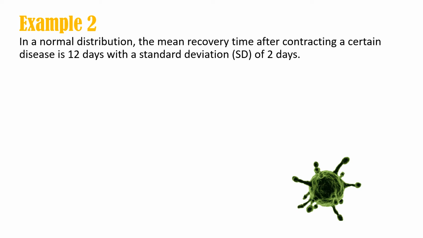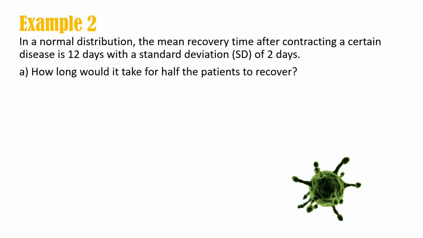All right, example 2. So in a normal distribution, the mean recovery time after contracting a certain disease is 12 days with a standard deviation of 2 days. A, how long would it take for half of the patients to recover? Well, we know that our normal distribution is nicely symmetrical. So our mean is going to be in the middle, and we're going to have half above that and then half below that. So we know that our mean is 12 days.